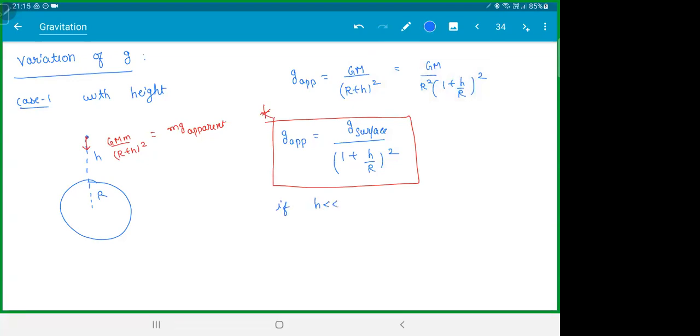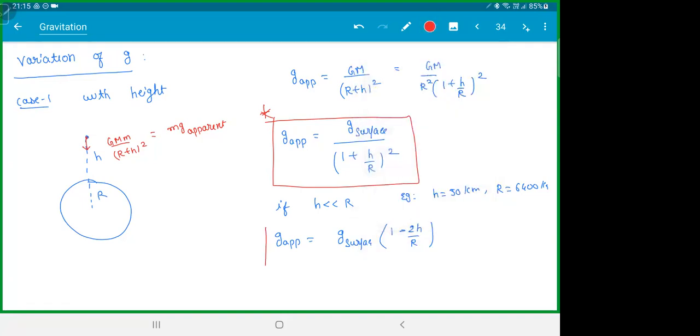If H is much, much smaller than R. Example, let's say H is 50 kilometers and the radius of the Earth is 6,400 kilometers. So it's a very small thing. Then we can use binomial approximation. So this formula becomes g apparent is g surface into (1 minus 2h by R). That is your g apparent for small h.